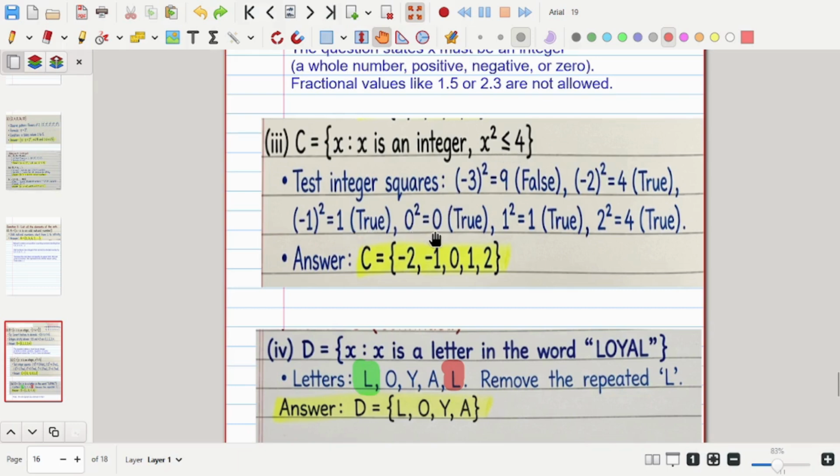0 squared is equal to 0, true because 0 is less than 4. 1 squared is equal to 1, true because 1 is less than 4. 2 squared is equal to 4, true because 4 is equal to 4. Therefore, the set is C is a set of minus 2, minus 1, 0, 1 and 2.